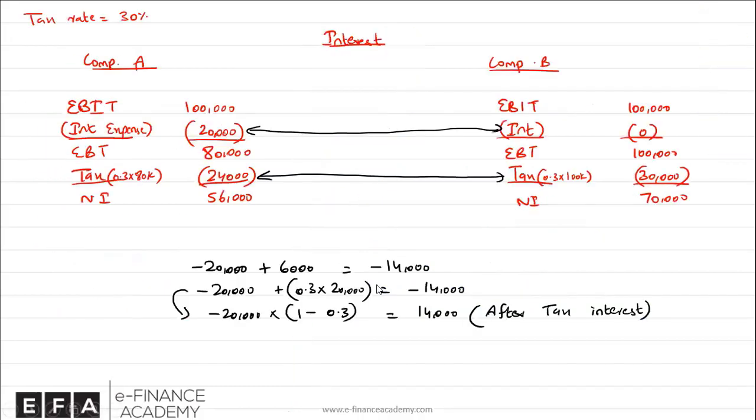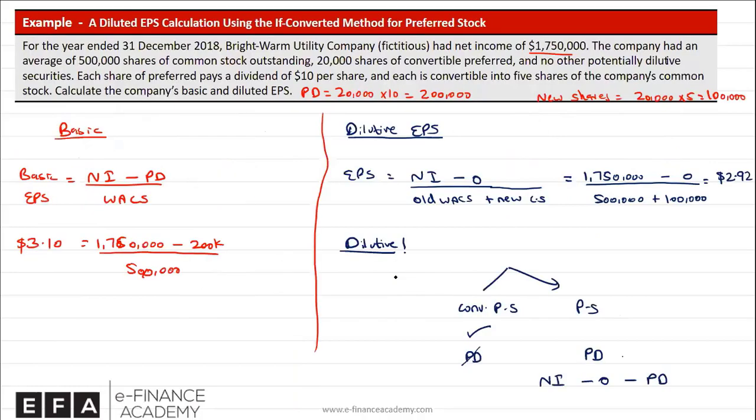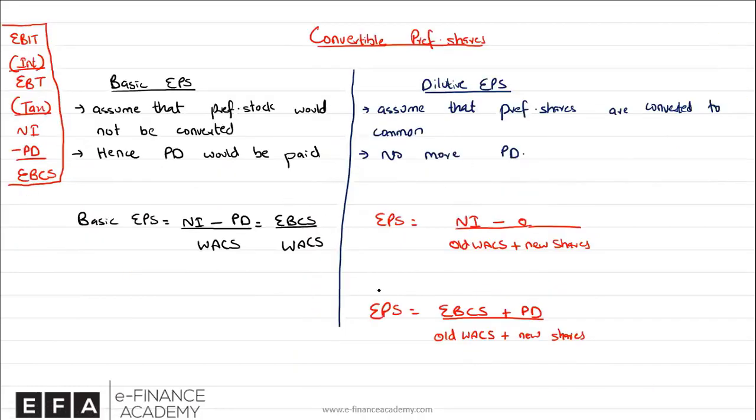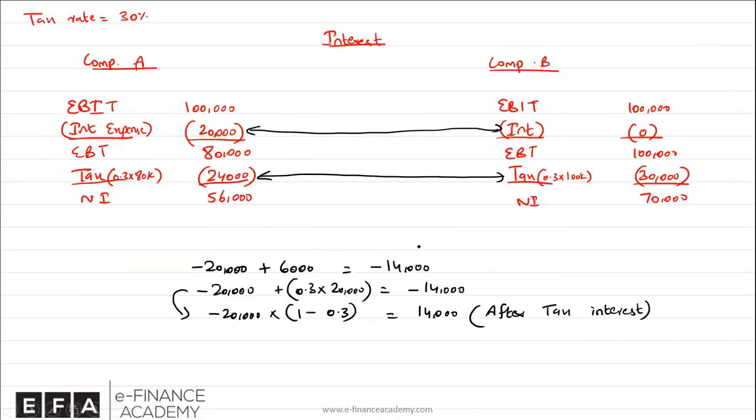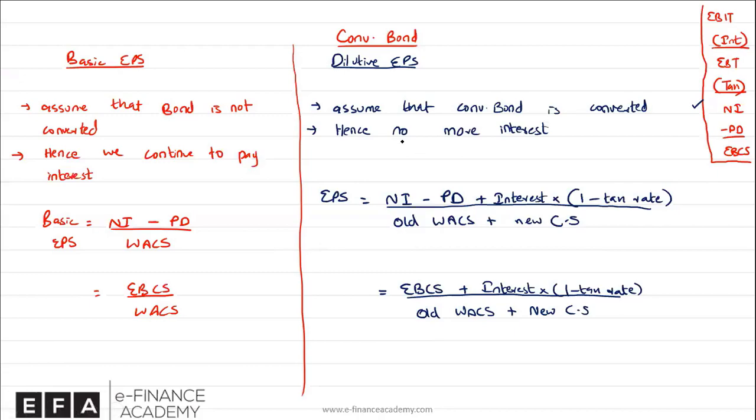I would like to make a point again. As I said, preferred dividends, as you can see here, are actually subtracted from net income and they come below the tax, therefore they have no tax effect. So even when we mentioned here, we did not take into account any tax effect on preferred dividend. We only take into account the tax effect for the convertible bond.